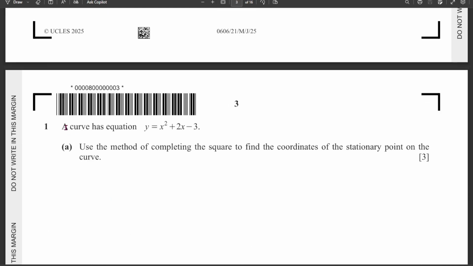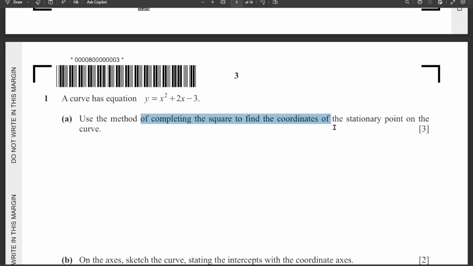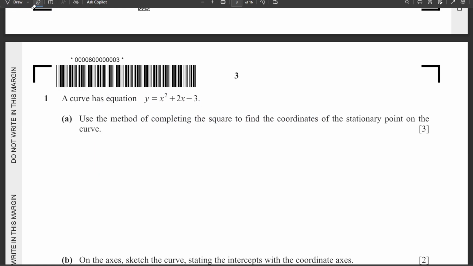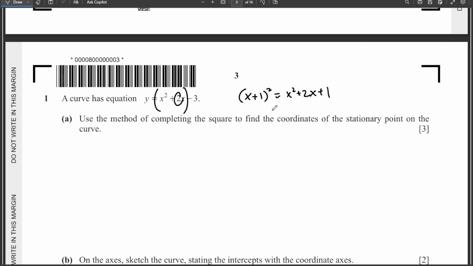Question 1 gives you a quadratic equation and wants you to use completing the square to find the coordinates of the stationary point. So remember, for completing the square, we look first at the coefficient of the x term. We want to see which perfect square will make this into a 2x, right? So there will probably be x plus 1 squared. It will be x squared plus 2x plus 1. So we want this x squared plus 2x, so we isolate x squared plus 2x. It will be equal to x plus 1 squared minus 1.